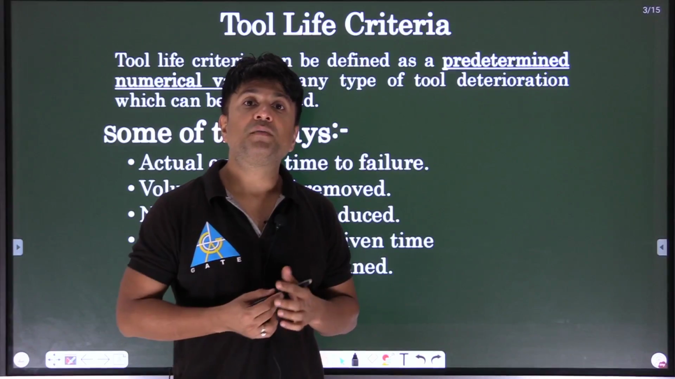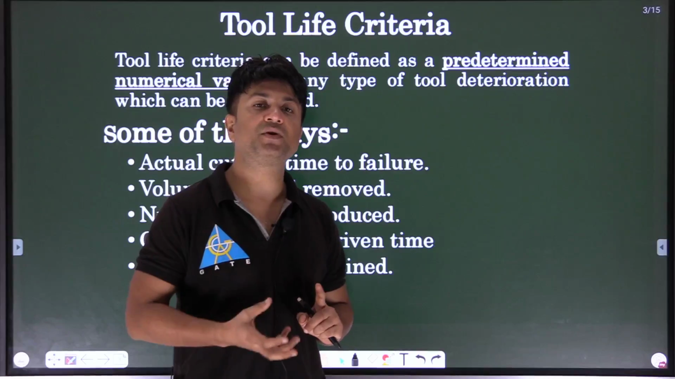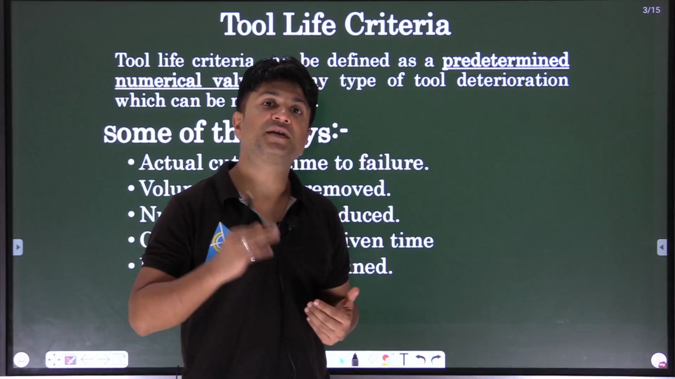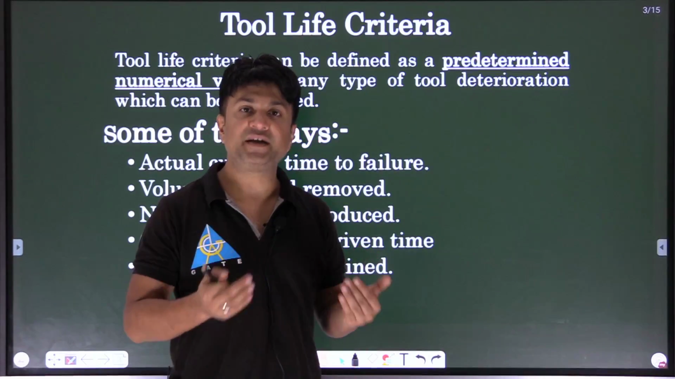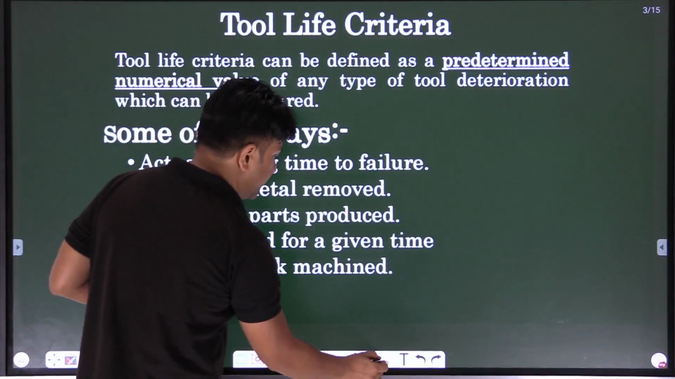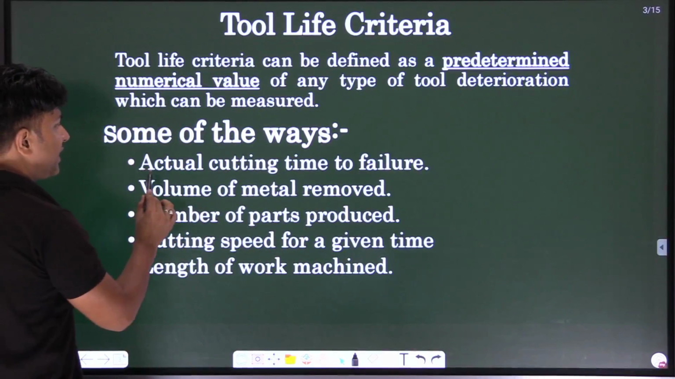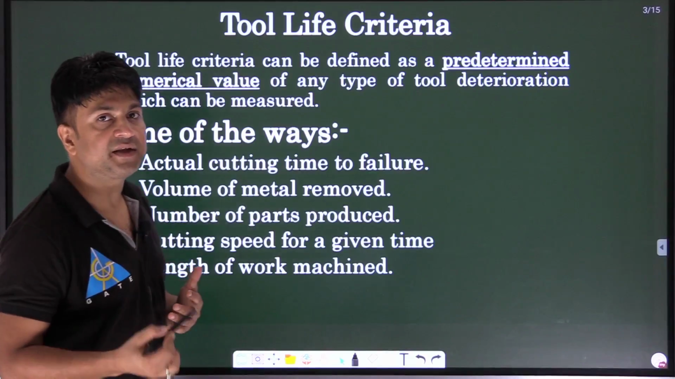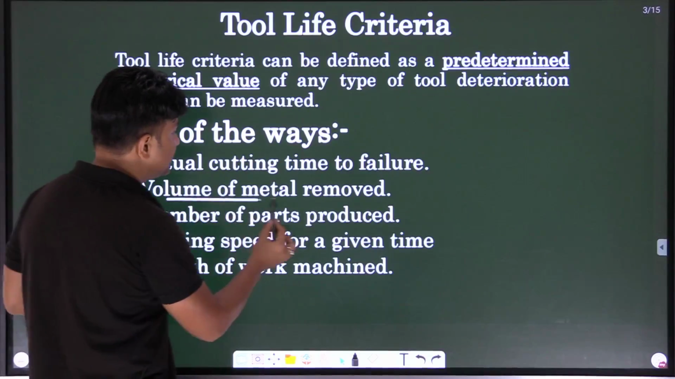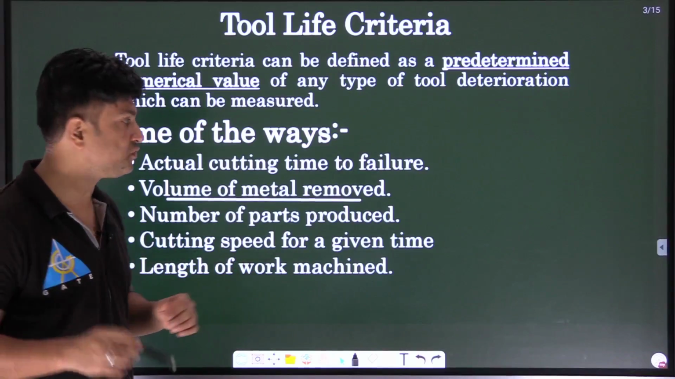And how can I know? Because I know the machining condition, the workpiece and the tool material. That's why I am able to calculate the tool life. Before machining I can say that the tool will run up to 35 minutes, 90 minutes and so on. So tool life can be represented by various predetermined values, like actual cutting time. By telling the actual cutting time you can say the tool will be over. You can also say that after that much MRR, material removed, the tool is not useful for us.